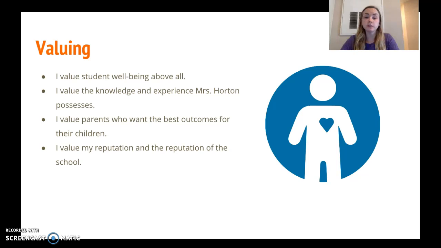I also value parents who want the best outcomes for their children. Like I said, I value parents who are concerned about their children's well-being, and I want to assure them that I'm doing everything I can to help them. And then I also value my reputation as a principal and the reputation of my school. I don't want a reputation as a principal of being someone who does nothing to help students. I don't want people to think that students being bullied is acceptable at my school. So I want to do everything I can to correct this situation.